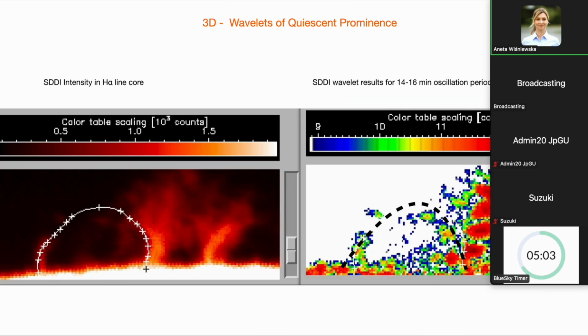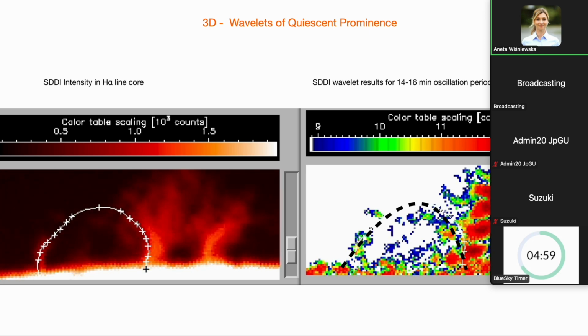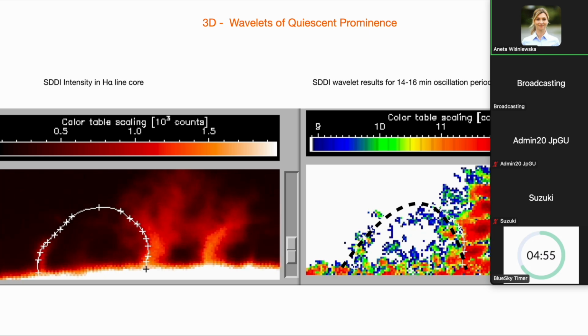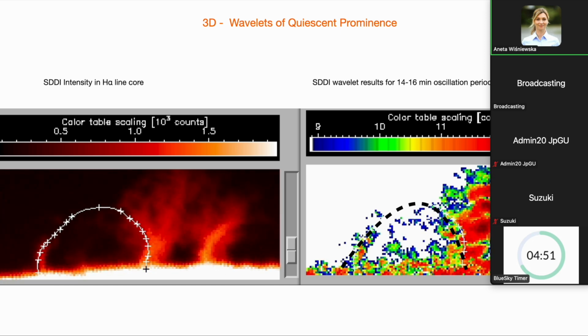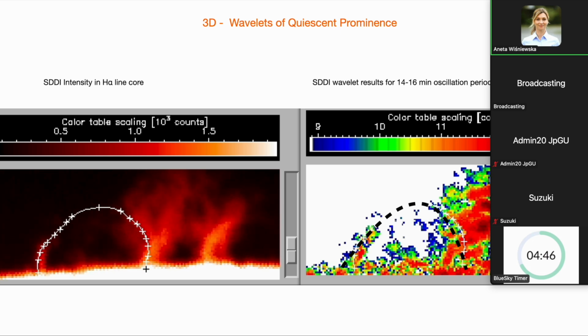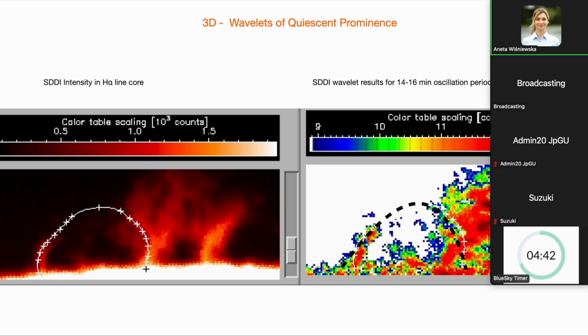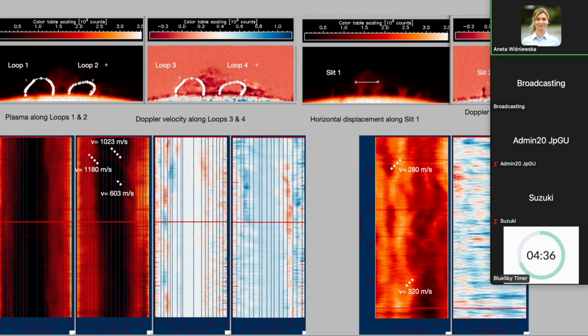And now I will show you the video where you can see how the 15 minute oscillations propagate through the prominence over time. On the left is a context image of the intensity data from SDDI. And on the right, there are 3D wavelet results for the 15 minute oscillation. So you can see there is a change with time. They are kind of filling this loop at some point.